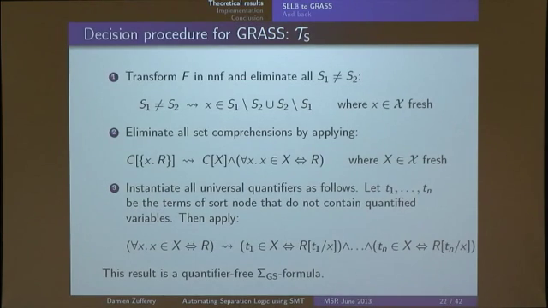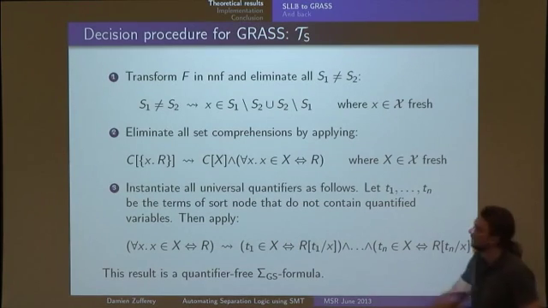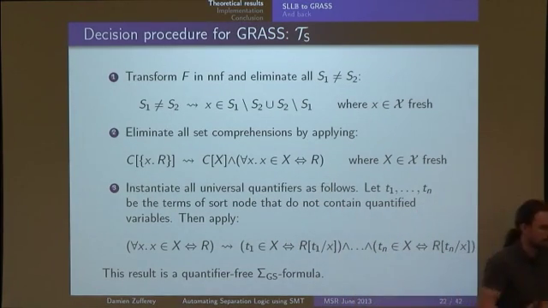Then we can eliminate set comprehension. So each time in some context that you have a set comprehension, you just introduce a fresh set variable, and you add an axiom, a universal clause, that defines the membership in the set X as the value of the predicate R. And then we need to eliminate those universals. So that's why we need stratified sets. And what is nice about this theory is that this is a local theory.